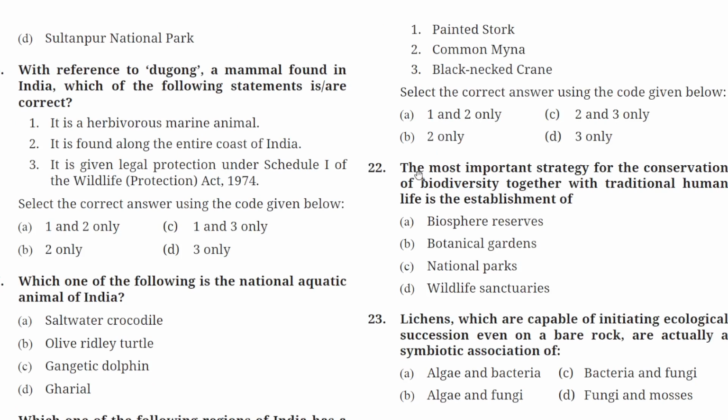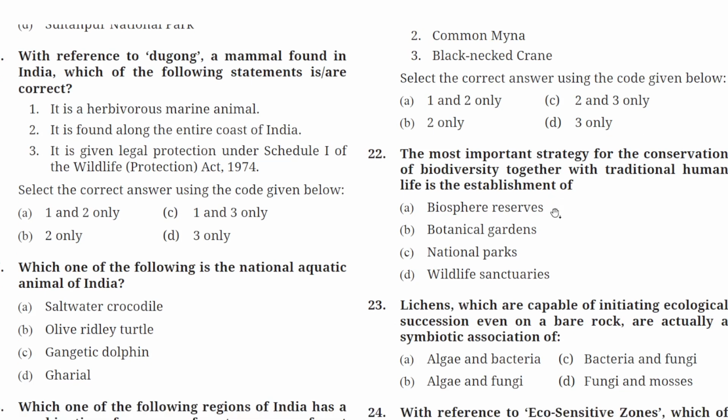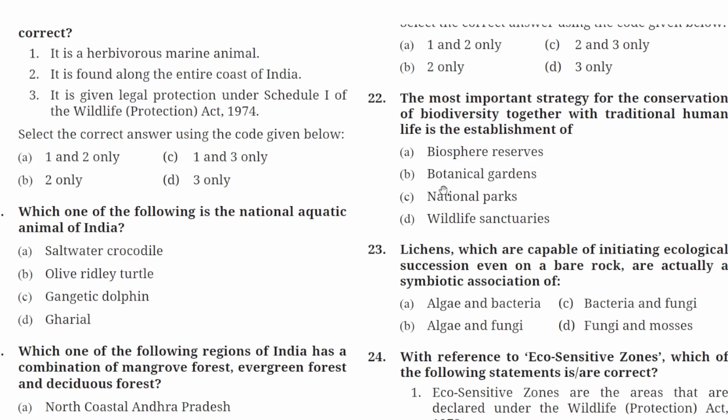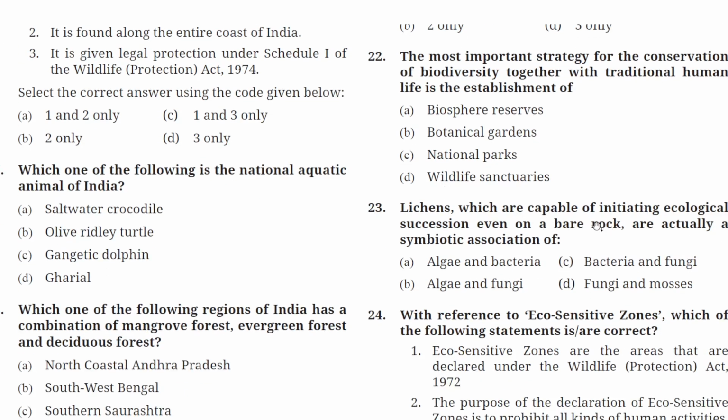Question number 22. The most important strategy for the conservation of biodiversity, together with the traditional human life, is establishment of. So the question is along with human life. So basically, answer is biosphere reserves. Okay. Lichens, which are capable of initiating ecological succession even on a bare rock, are actually a symbiotic association of algae and fungi. Easy question. The dominant partner is fungus.